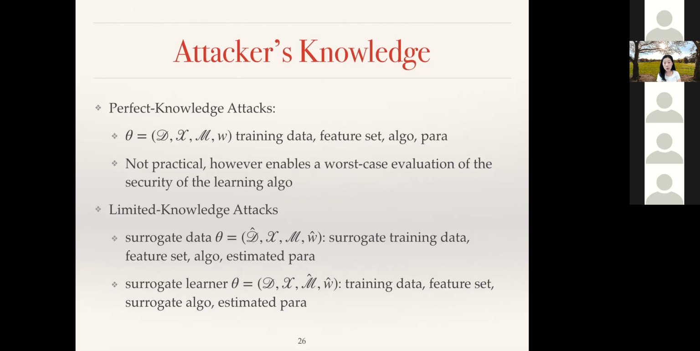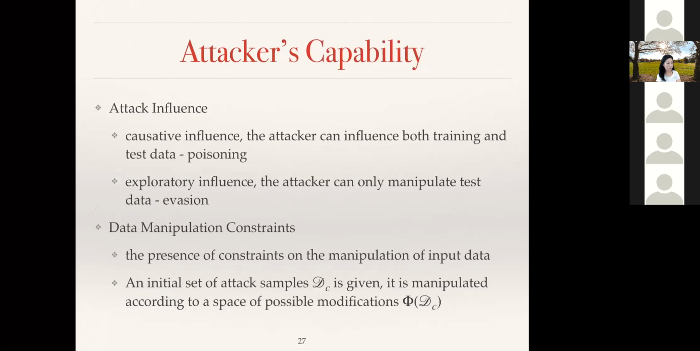And in a surrogate learner scenario, according to the name, you assume you know the training data, you know the feature set, but you don't know the learning algorithm. So you can imitate the learner. You can take a guess of the learning algorithm. Sometimes they call it a surrogate algorithm. And of course, if you don't know the algorithm, you also don't know the parameters. You could estimate the parameters based on your surrogate algorithm. Okay. So these are the two very popular models that people use often.